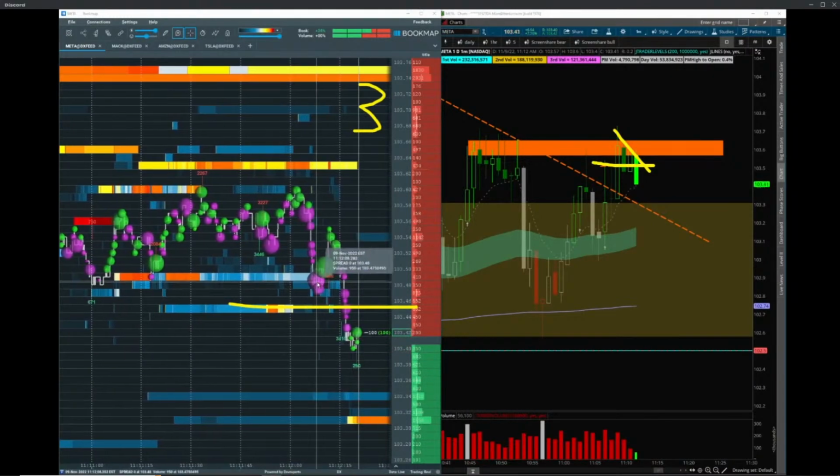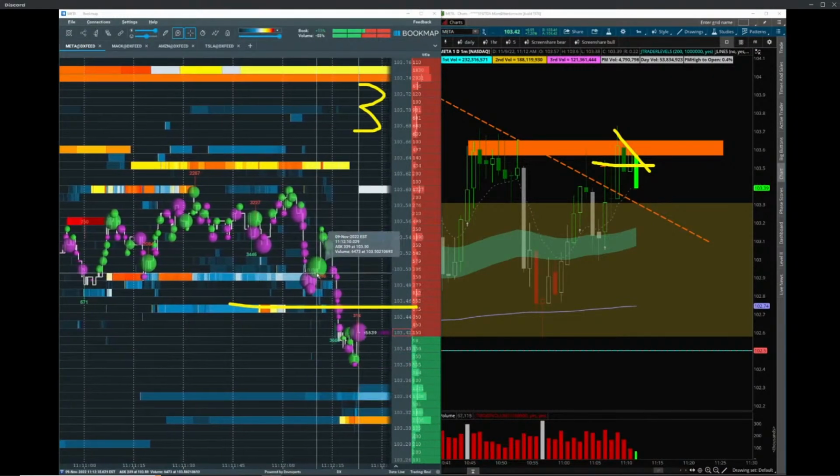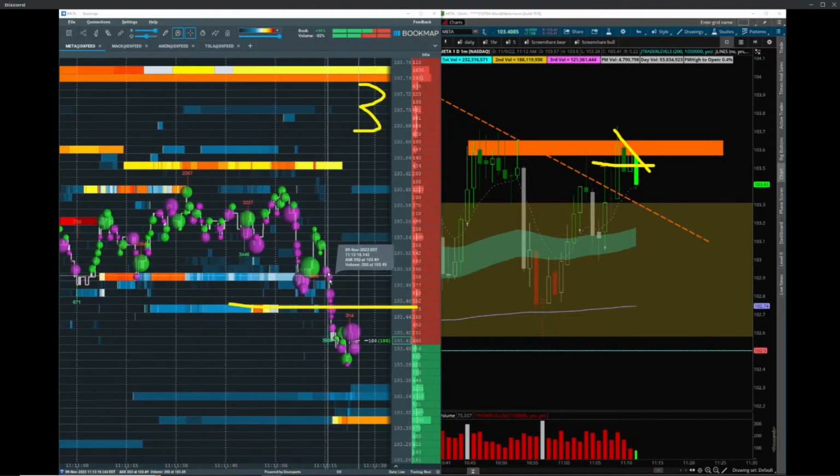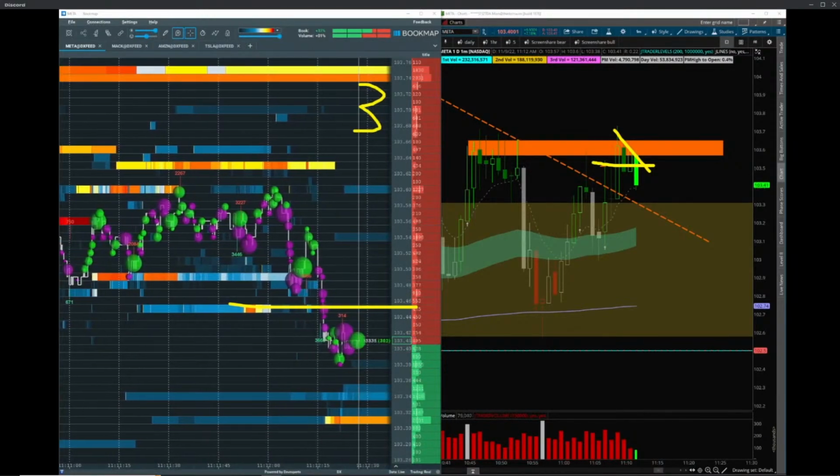You see over here, we broke the 103.50. It soaked a little bit, pushed back up, and then down over here. So scratch trade.